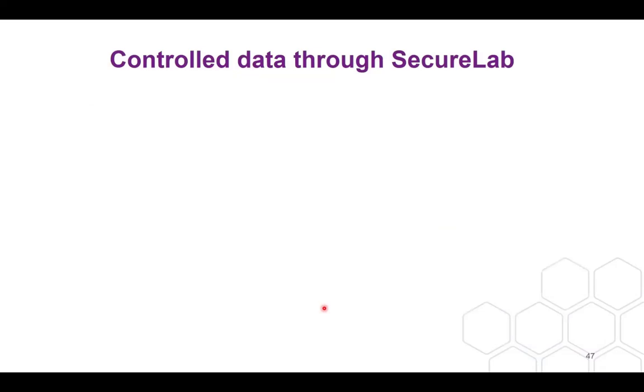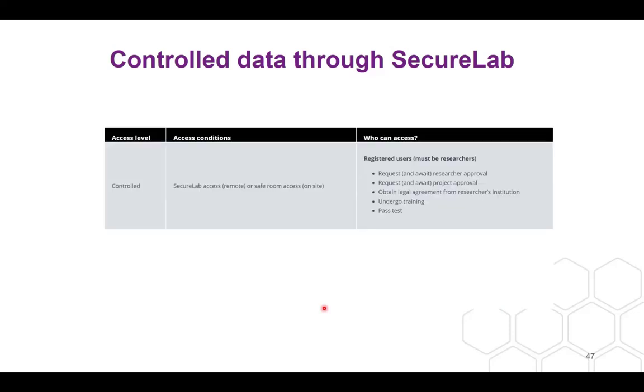Moving next. Controlled data. Controlled data through Secure Lab. So let's have a look at what controlled data is. We provide access to data that are too confidential or sensitive to be released via download. So the controlled, secure data cannot be downloaded.